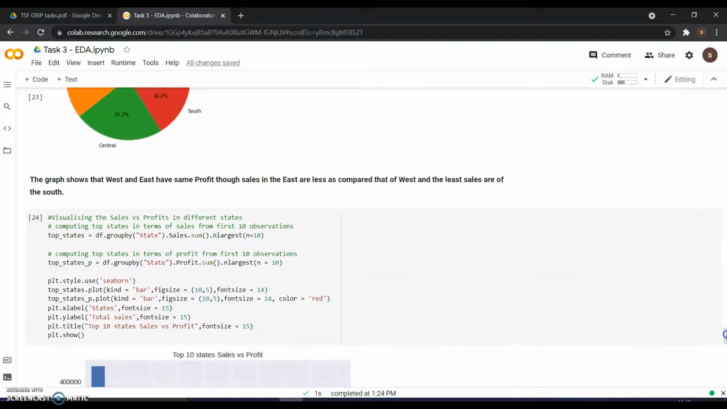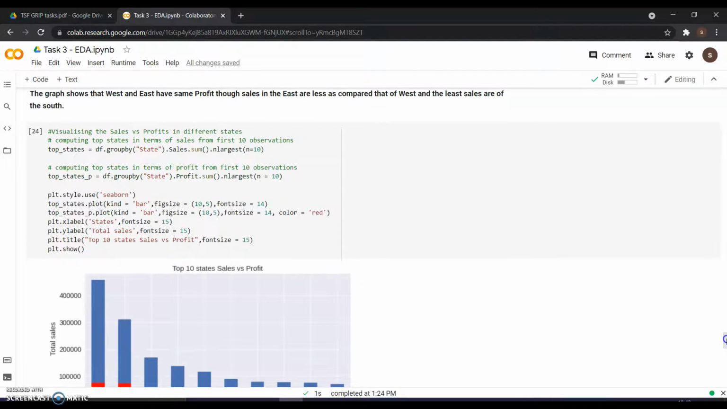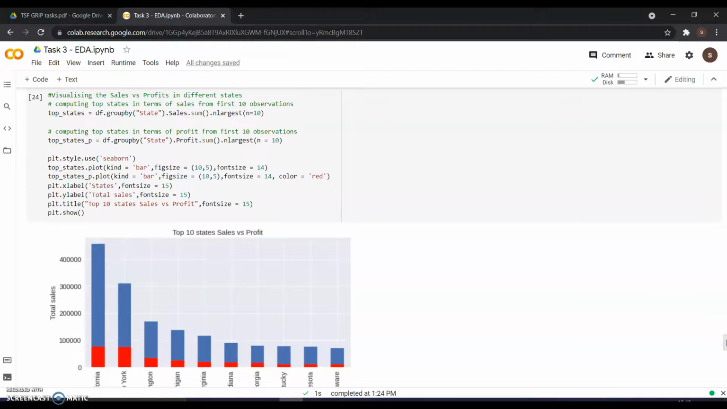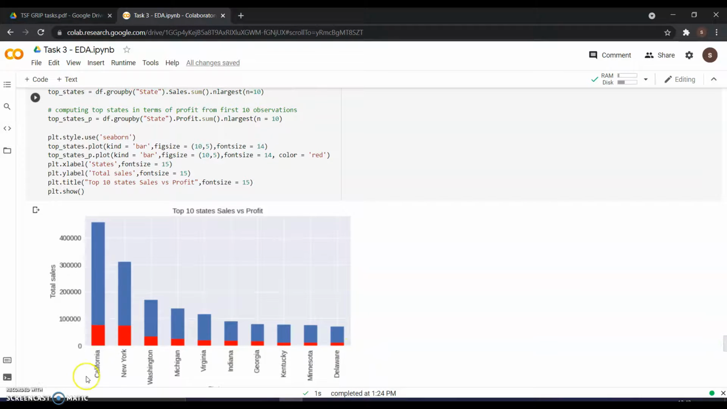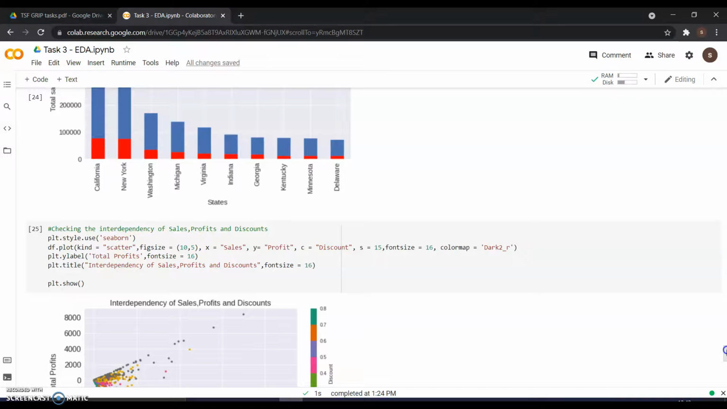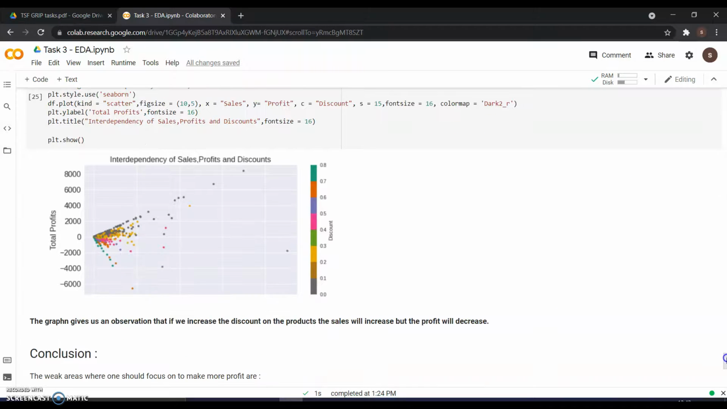Now, visualizing the sales versus profit in different states. These are the top 10 states. It is shown that the total sales is high for California and New York compared to the other states. Lastly, checking the interdependence of sales, profits and discounts. The graph gives an observation that if we increase the discount on the products, the sales will increase but the profits will still decrease.